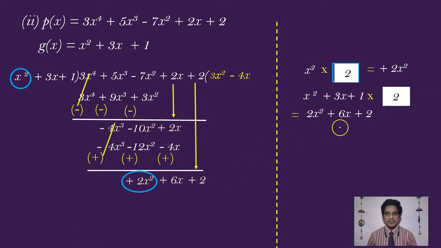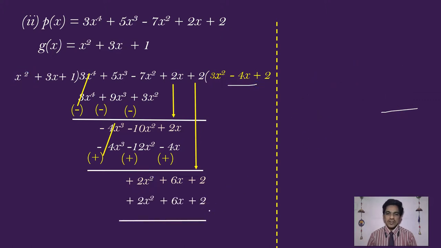Now let us write this 2 in the quotient part here. Then 2x square plus 6x plus 2 in the dividend part. Let us do the subtraction. So change the signs.